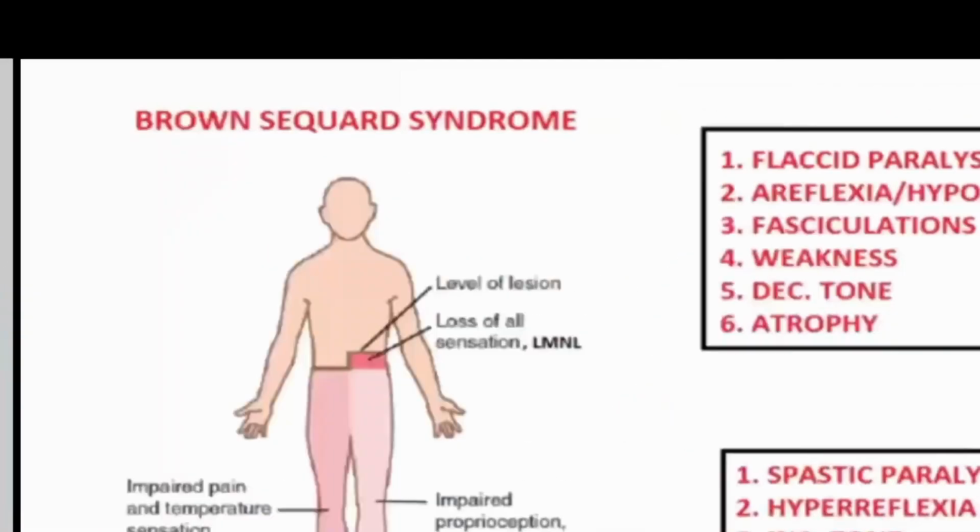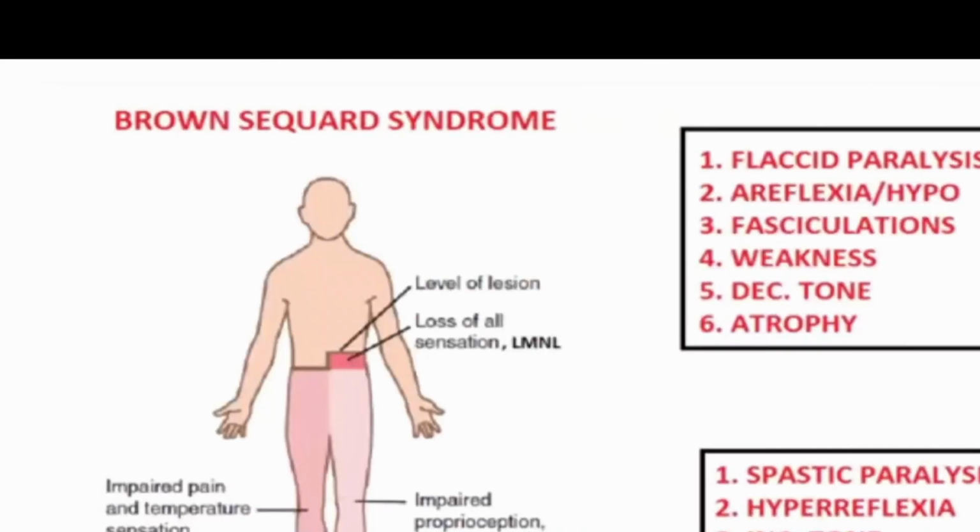Okay. So again, summary slide puts it all together. These are your upper motor neuron lesions. And these are your lower motor neuron lesions. Just again, to refresh your memory, what are the problems that they're going to be having?